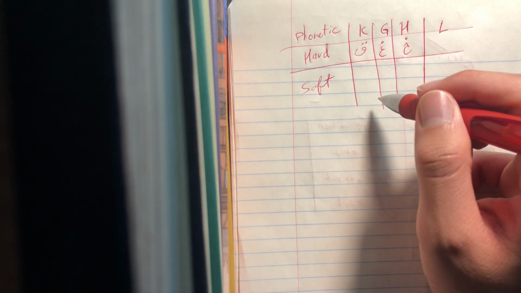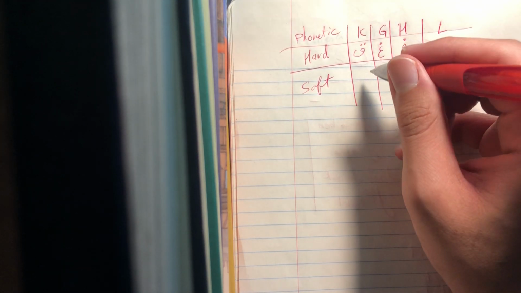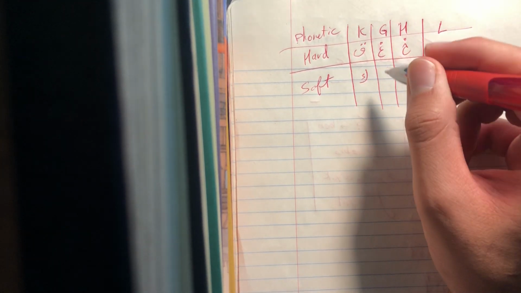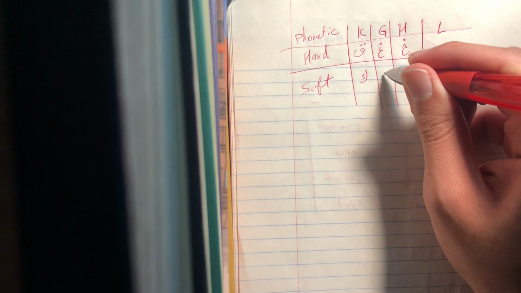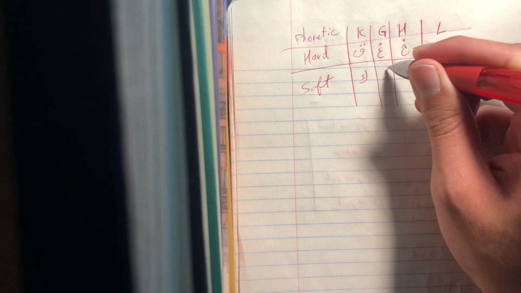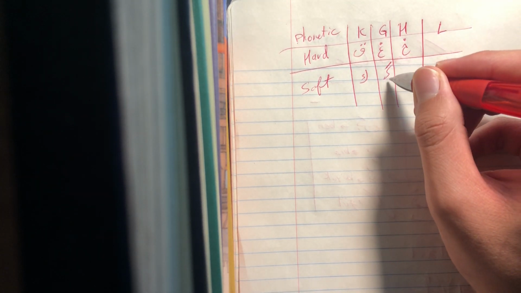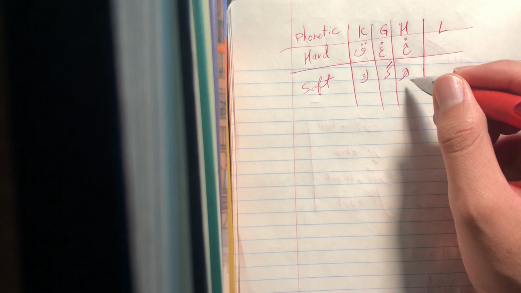So now the soft versions of these letters are as follows: kef, gef, and he. Okay?